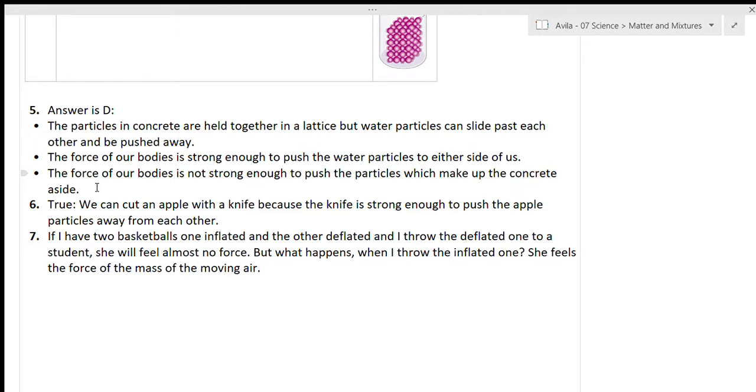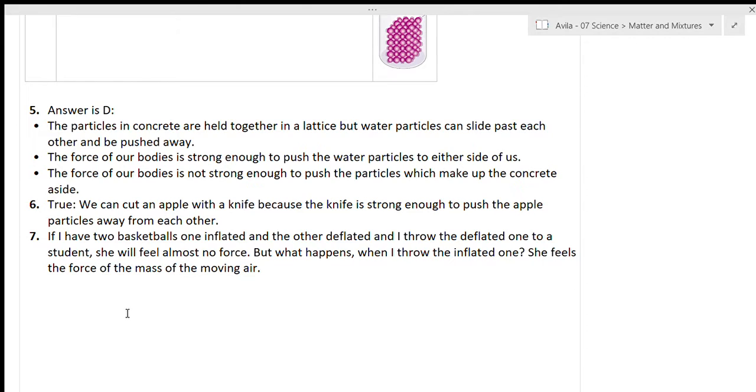Okay, last question, question 7. Describe an experiment you can do to show that gases have mass. So I will be interested to find out which experiments you thought about, but I thought about this one and I just thought that I can share it with you. So if I have two basketballs, one is inflated, so with air, right? We inflate basketballs with air, and the other one is deflated, okay? And let's say that I have a student in front of me. Let's say that I have Isha, just to select one of my students.